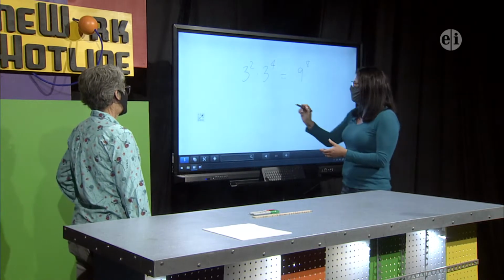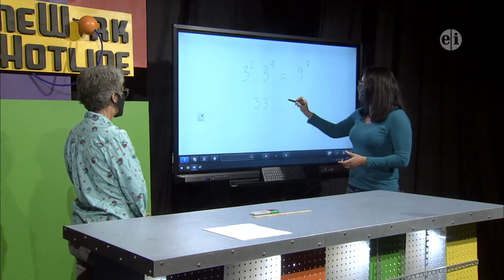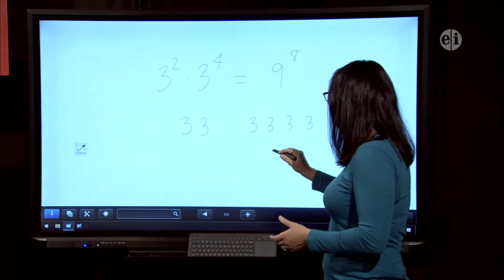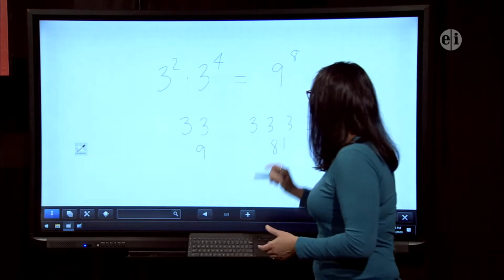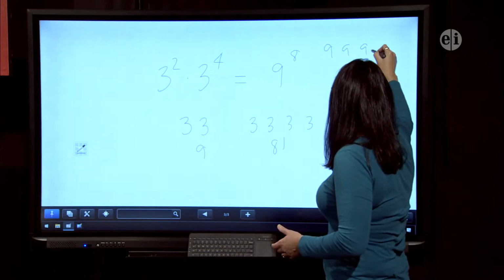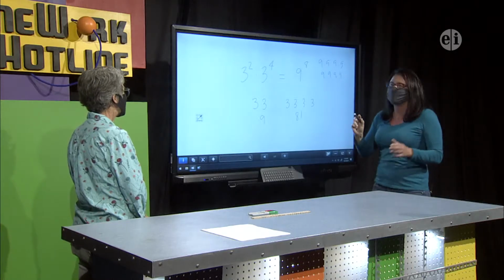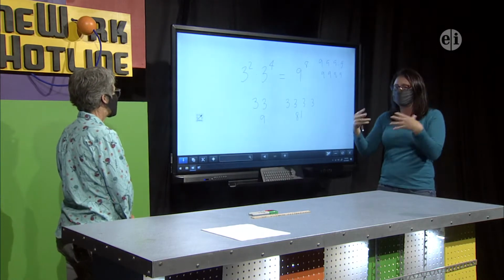But think about it. If we have 3 times 3, which is 9, and then we have 3 times 3 times 3 times 3, which is 9 times 9, which is 81. 9 times 81 is not 9 to the 8th. That is 9 times 9 times 9. That's crazy huge. But that's why we want to think of it in terms of what we're doing and not just, do this trick.